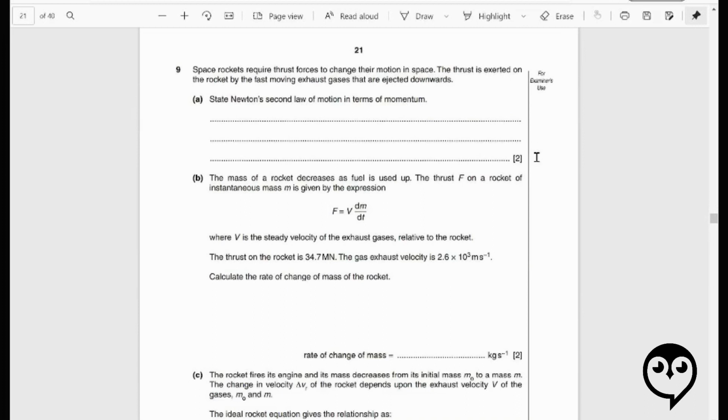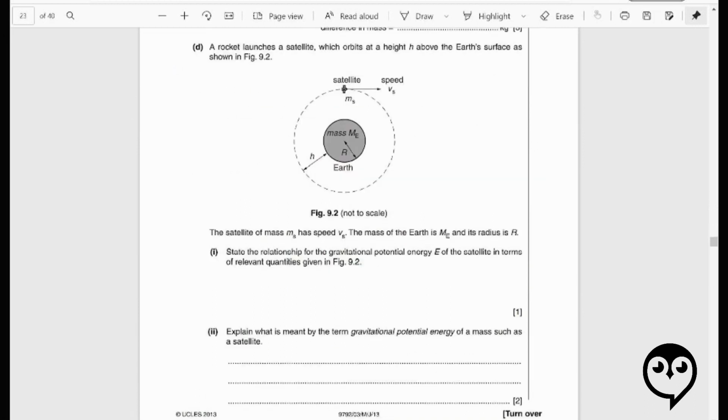Okay, this is a Cambridge Pre-U paper, paper 3 from 2013. A rocket launches a satellite. State the relationship for the gravitational potential energy E of the satellite in terms of the relevant quantities given in the figure, so in terms of the speed and the mass and all that stuff.